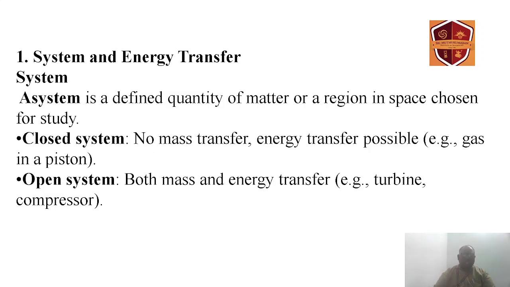So what is a system? The system is defined as the quantity of matter or region in space chosen for study. There are two types of system: one is the closed system and another is the open system. The closed system means no mass transfer takes place, but energy transfer is possible, for example, gas in a piston. But in an open system, both mass and energy transfer take place, for example, a turbine and a compressor.